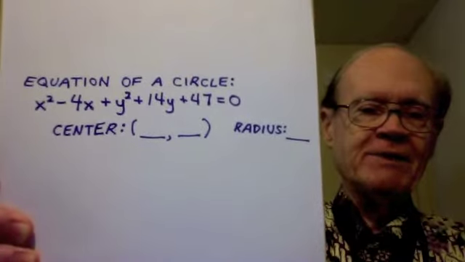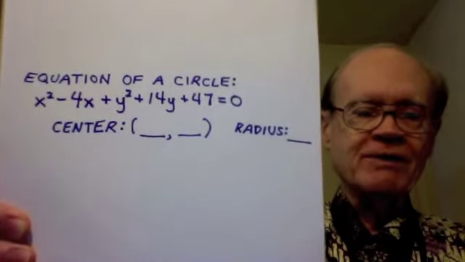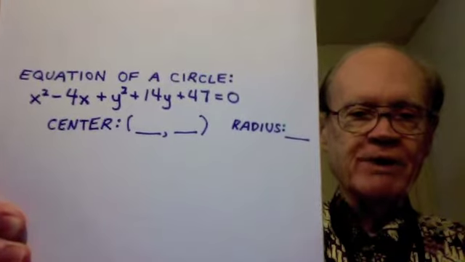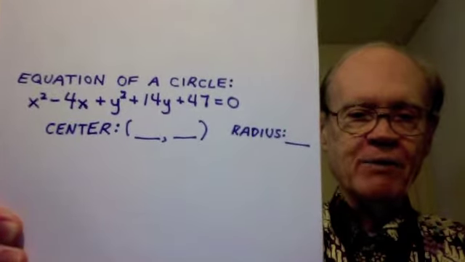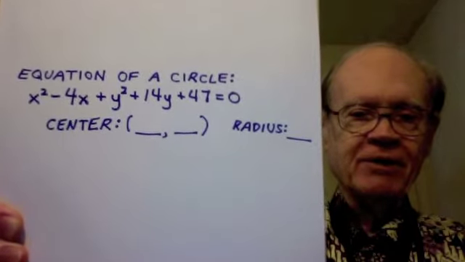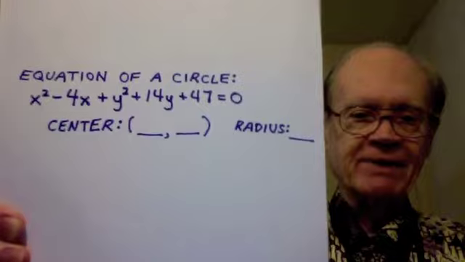Okay, Mark, you gave me this problem. We have this equation of a circle, x squared minus 4x plus y squared plus 14y plus 47 equals 0, and we are to determine the coordinates of the center of the circle and the length of its radius.